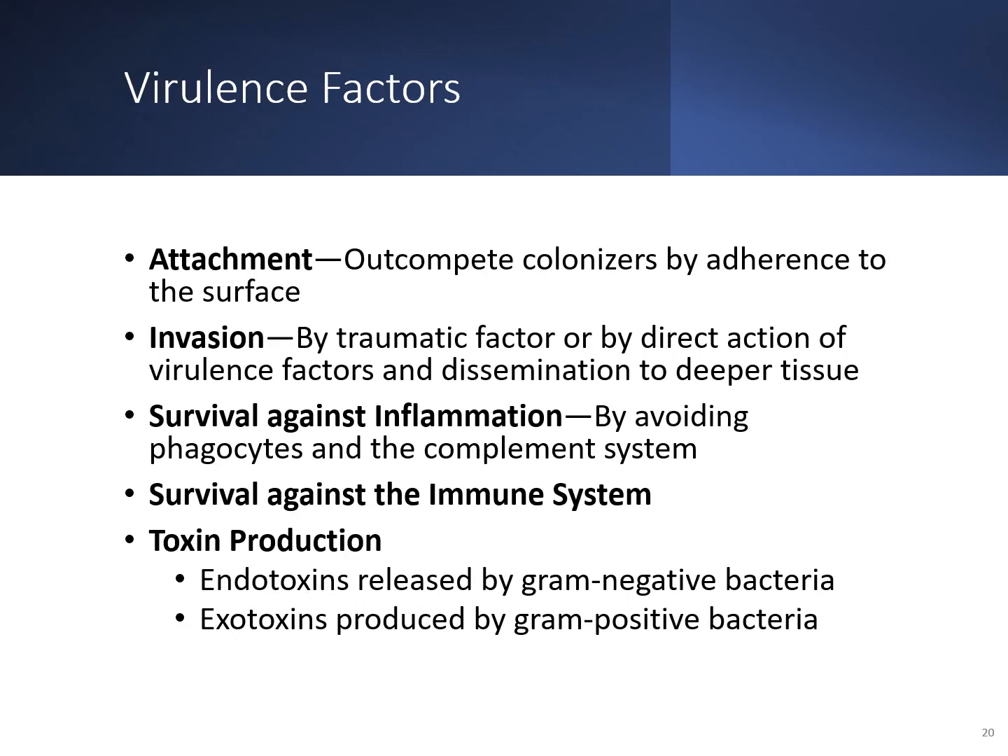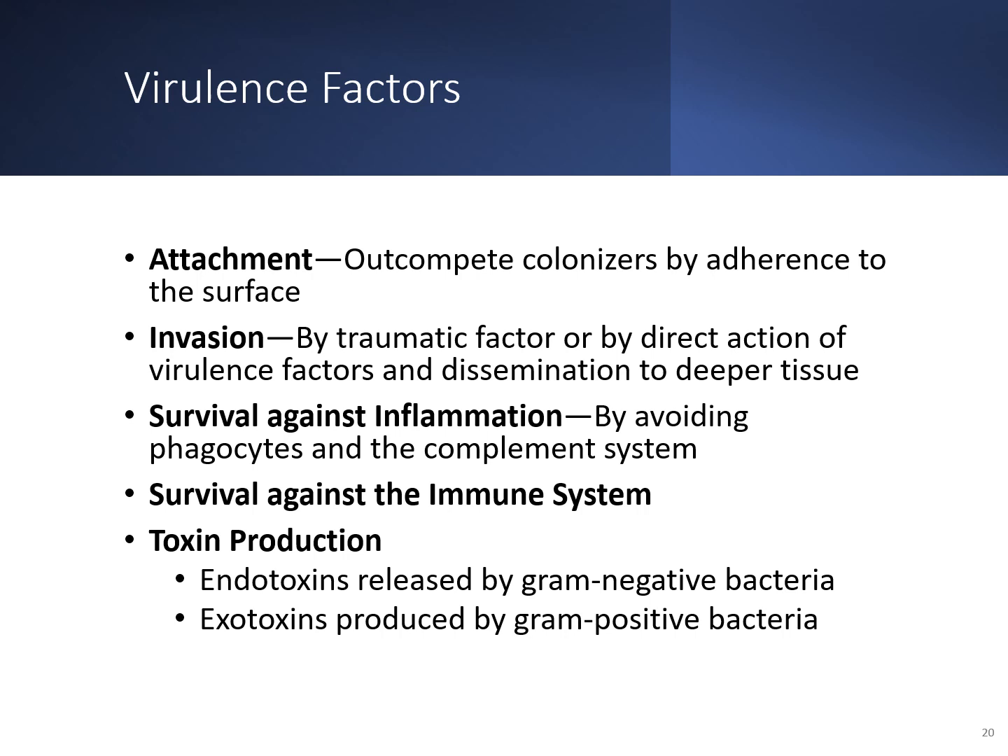So here are some of the different virulence factors. Attachment is when the organism is able to outcompete colonizers and adhere to the surface. Invasion, usually by some sort of traumatic factor or due to the other virulence factors, the organism is able to disseminate into the deeper tissue. Survival against inflammation, and they do this by avoiding being phagocytized and by avoiding being recognized by the complement system. Survival against the immune system, or they can produce toxins.